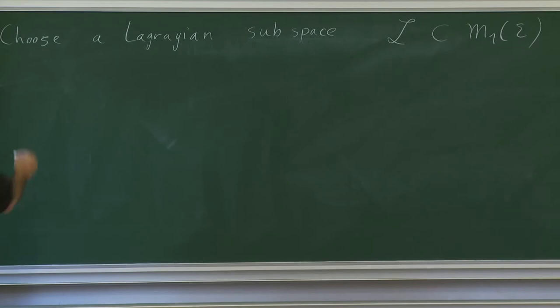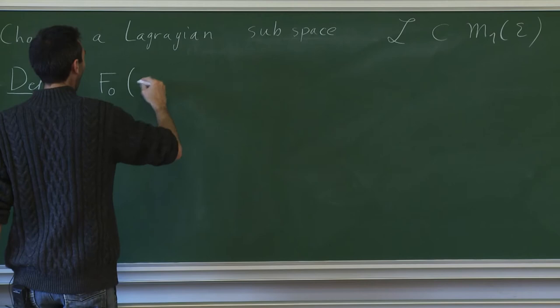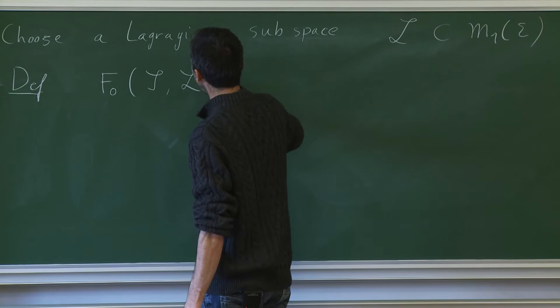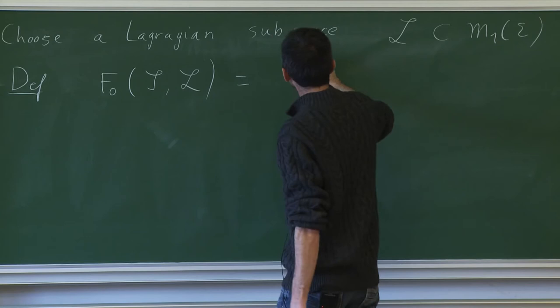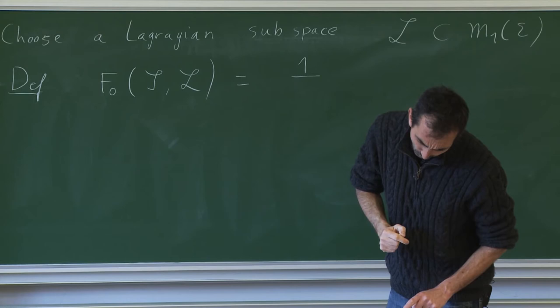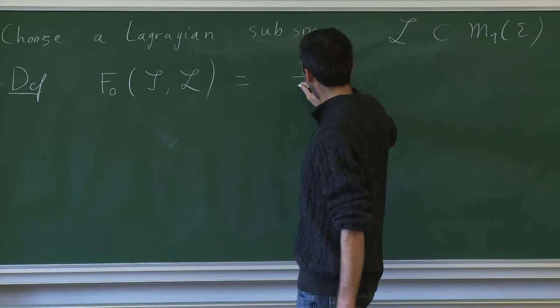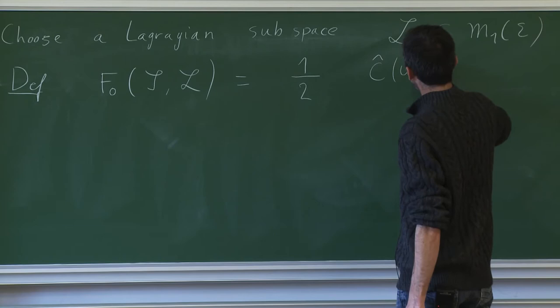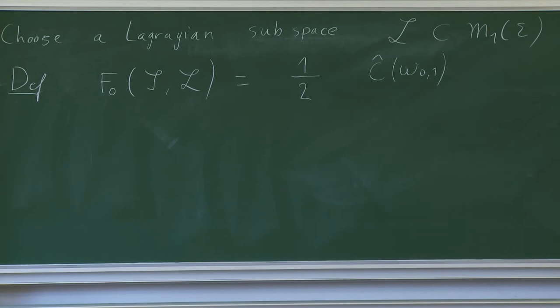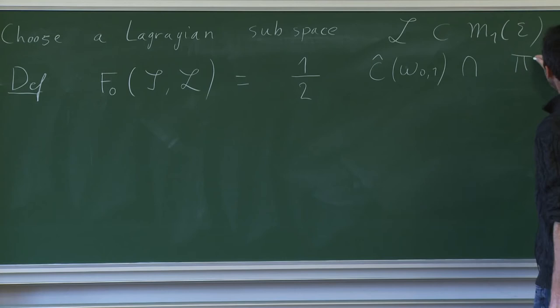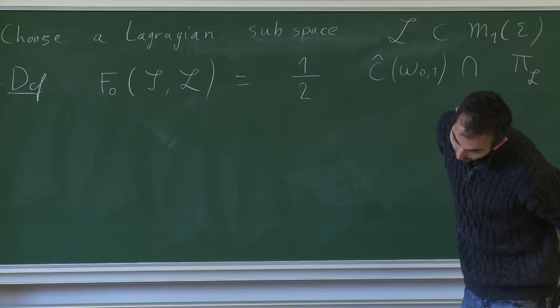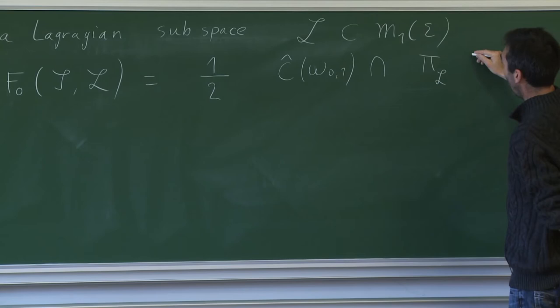Then you shall define F0, so it will depend on your curve, on your spectral curve, and it will depend on the Lagrangian. It depends on both. It is 1 over 4, or 1 over 4 pi i, one half of C hat of omega 0 1. Remember, I have omega 0 1, which is a form. I transform it into a cycle. Intersection with the projection on L parallel to curve B hat of the same thing, C hat of omega 0 1.